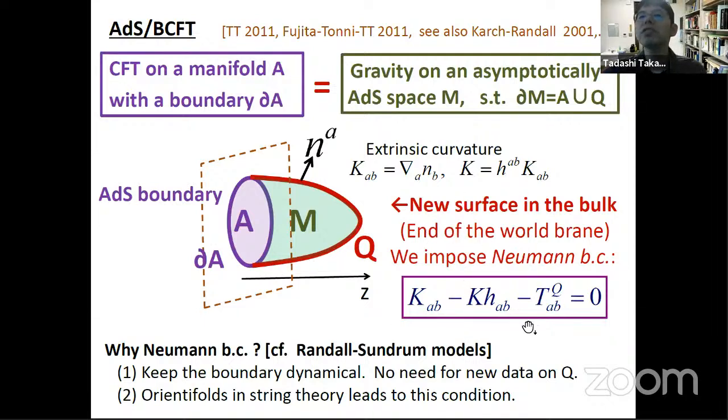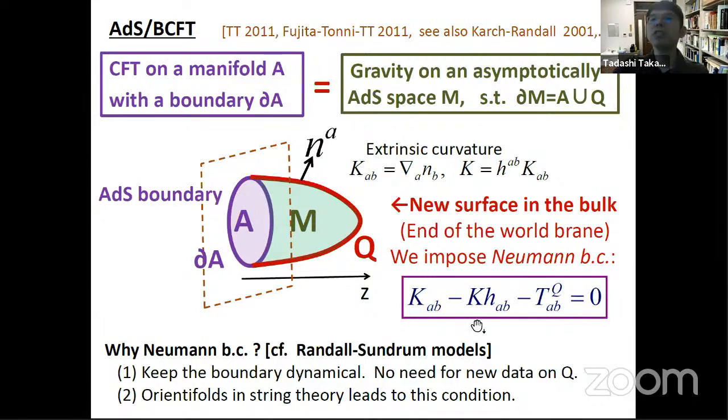And here we impose this Neumann boundary condition. K_ab is the extrinsic curvature, and T_ab is some boundary energy stress tensor localized on Q. So the claim is that this CFT living on A, the BCFT, is equivalent to gravity living on this manifold M, which is surrounded by this end of the world brane and this boundary A.